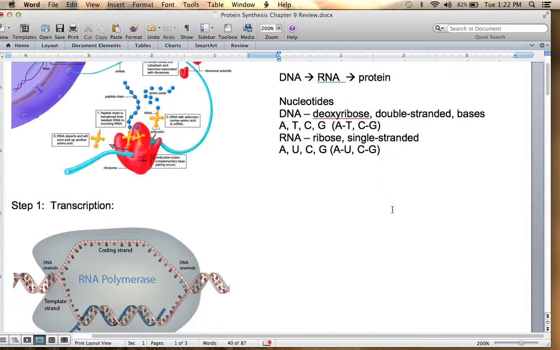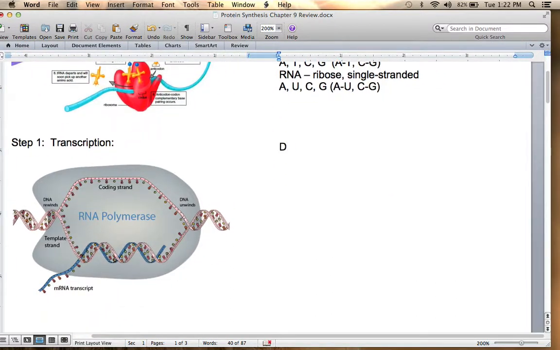So if you have a DNA strand, and let's say the part that we're interested in has 6 bases. So let's say you've got A, T, T, C, G, A. Okay, so this is the strand of DNA that we're going to make a complementary RNA strand to.